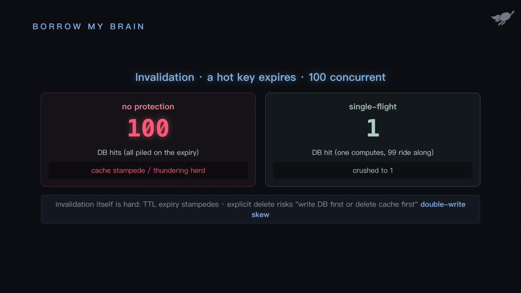How do you fix it? One word. Single flight. Let the first one in do the compute. The other 99 don't all rush the database, they just wait for its result. Database hits drop from 100 to 1.